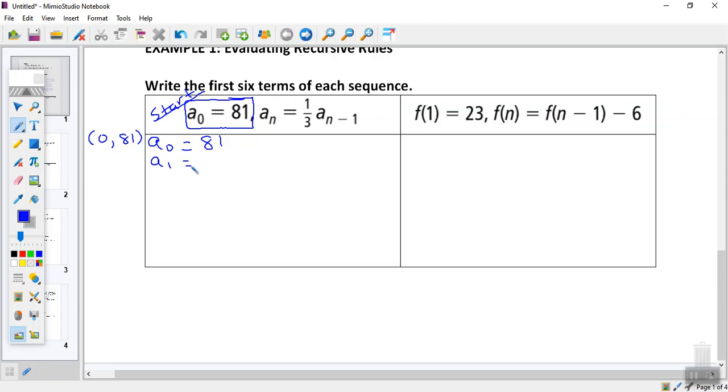Now think about this. This is the rule that they give you right here. They say, okay, the next term is equal to what you have right now times what? Yep. So it would be 81 times 1/3. And think about this. If I plug 1 in here, what's 1 minus 1? Doesn't this become a of 0? But a of 0 is equal to what value? So this part is like saying, ooh, we got to use that 81 that we just had, right? Okay. So what would a of 1 equal right here, kids?